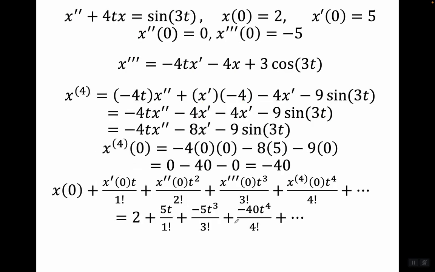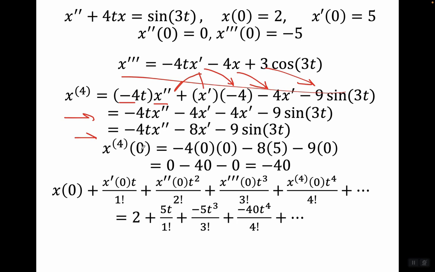Oh my gosh. So again, we need to take the derivative of this in order to get the fourth derivative. So the derivative of this, by the product rule, is going to be the first, negative 4t, times the derivative of the second, x double prime of t, plus the second, x prime, times the derivative of the first, negative 4. Derivative of negative 4x, that's going to be negative 4x prime. Derivative of 3 cosine 3t is going to be negative 9 sine 3t. It simplifies to this in the next line, combining the 4x prime and the 4x prime. Now, let's plug in what we know.